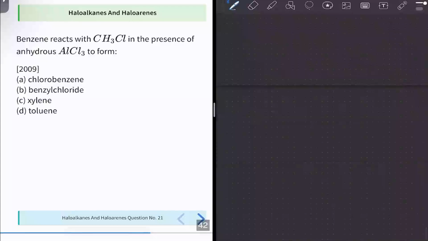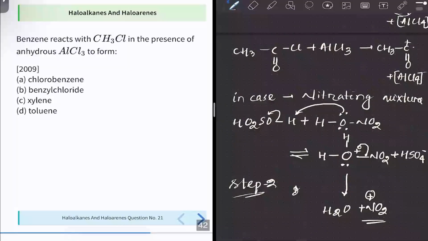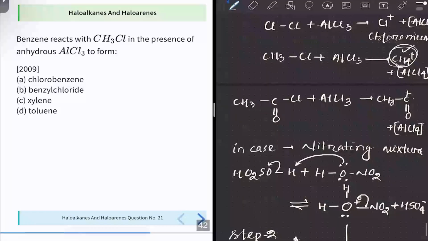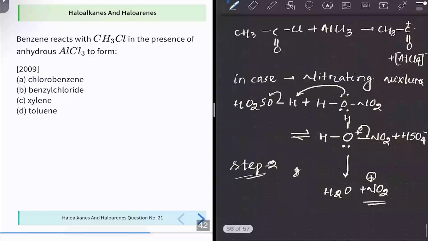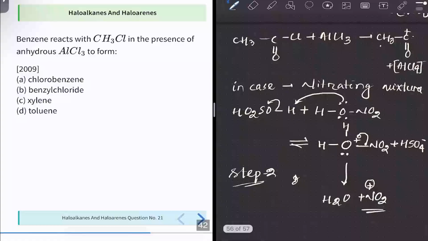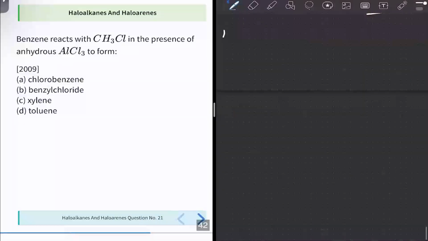In Friedel-Crafts alkylation, we got the electrophile as CH3 plus, and for acylation we got the electrophile as CH3C plus O. So what is the second step? Formation of carbocation or arenium ion. What will be the mechanism? Let's see.